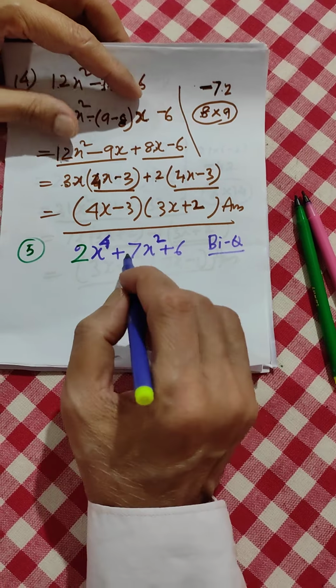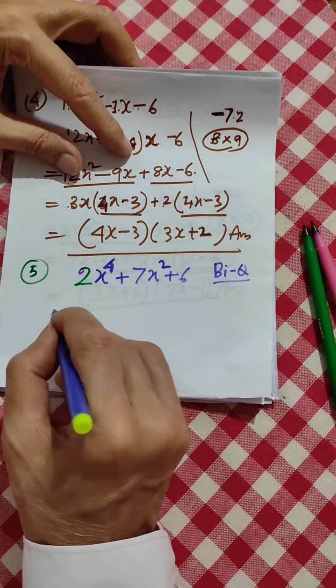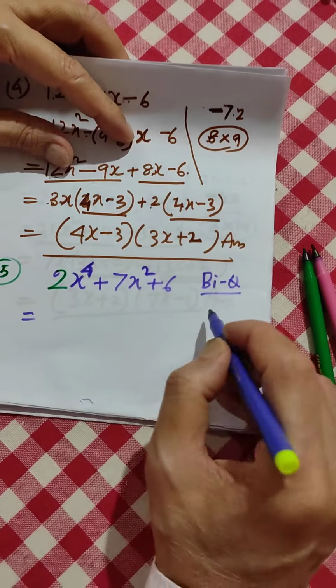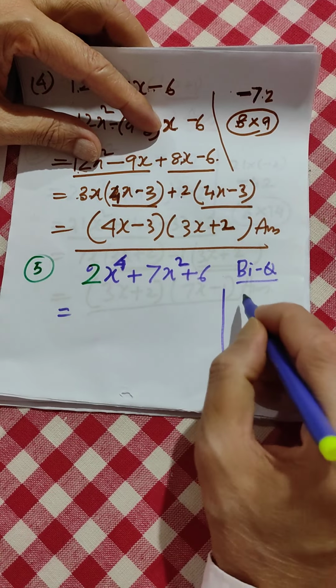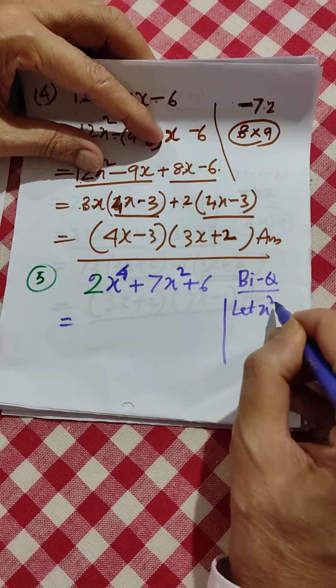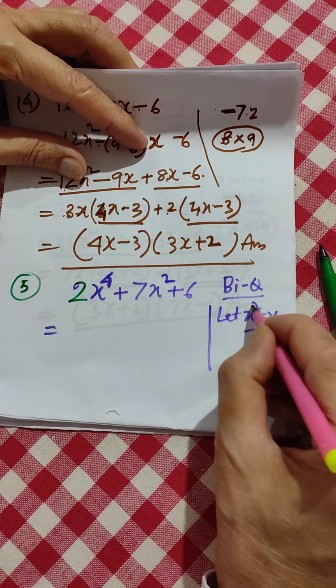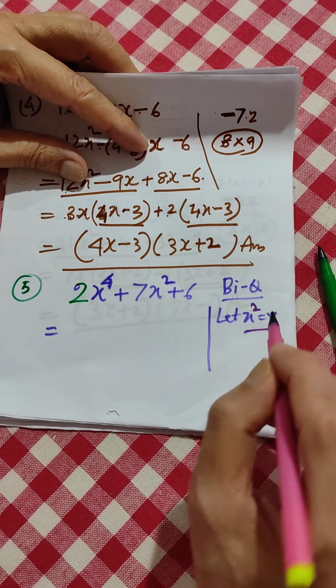Okay. But we'll factorize it by converting it to quadratic. How can you convert it to quadratic? By taking x square equal to y. So this is what you will write in exam. Let x square equal to y.